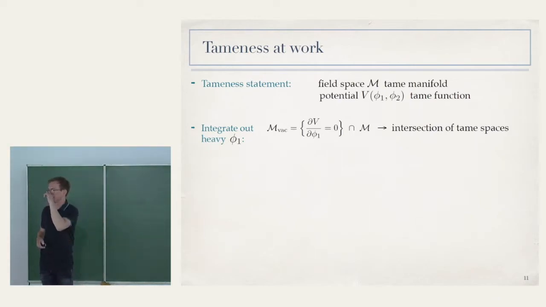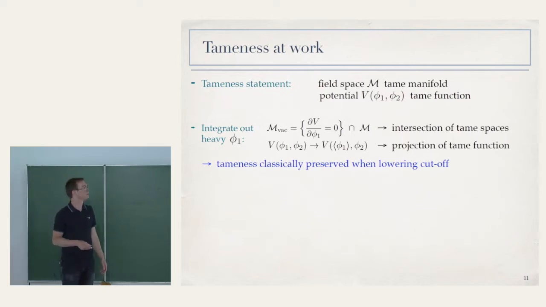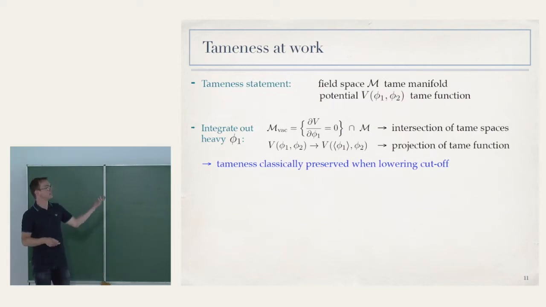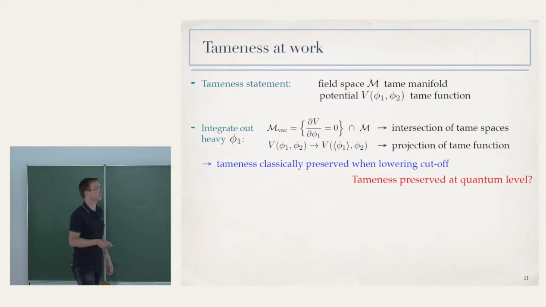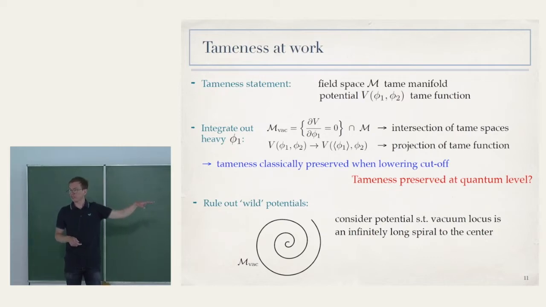Yes? Now, let us assert that the field space is a tame manifold. So this is an assertion here. And then if you restrict to the vacua, tameness is also preserved because of this projection property. So tameness is classically preserved when lowering the cutoff, and now what is happening when you go to the quantum level? If you make this assumption, already things are starting to be ruled out, right?